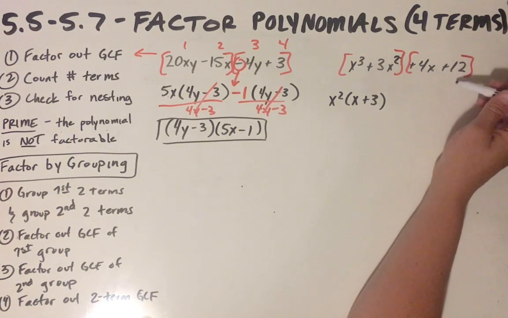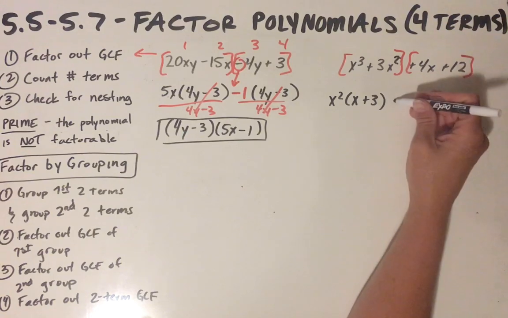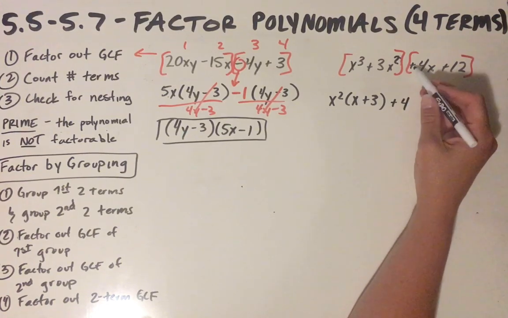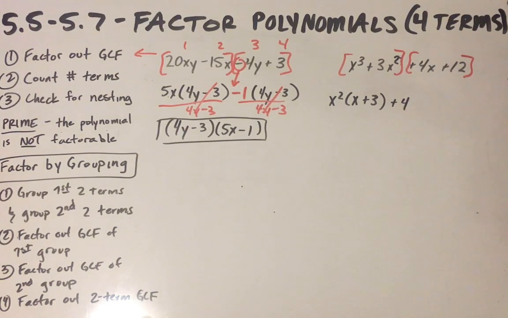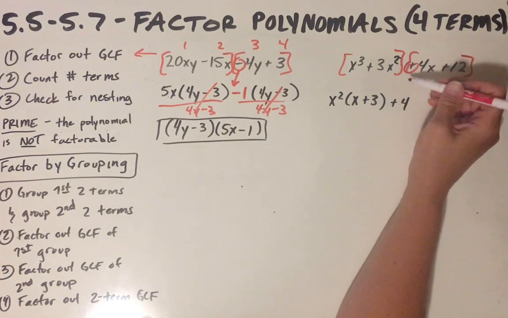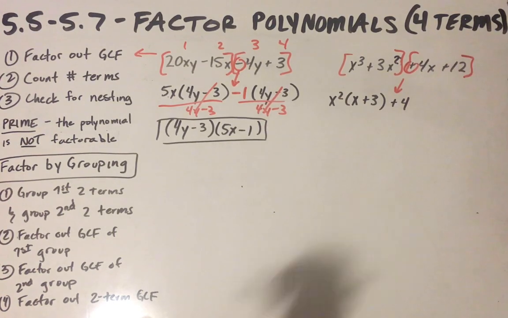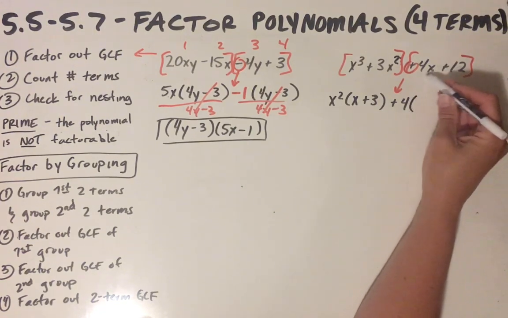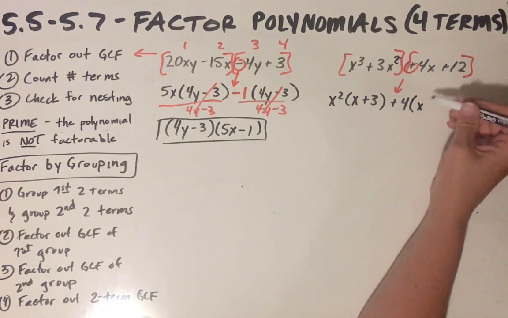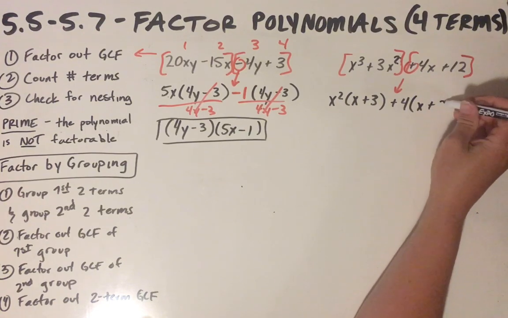So I'm going to look here and say 4 and 12. Well, what do they have in common? Well, they're going to have a positive 4. And it's going to be a positive 4 because this coefficient right here is positive. This sign is going to match this sign. Okay, so if I divided this by 4, then I would have just an x left. And if I divided this by 4, I would have 3 left.